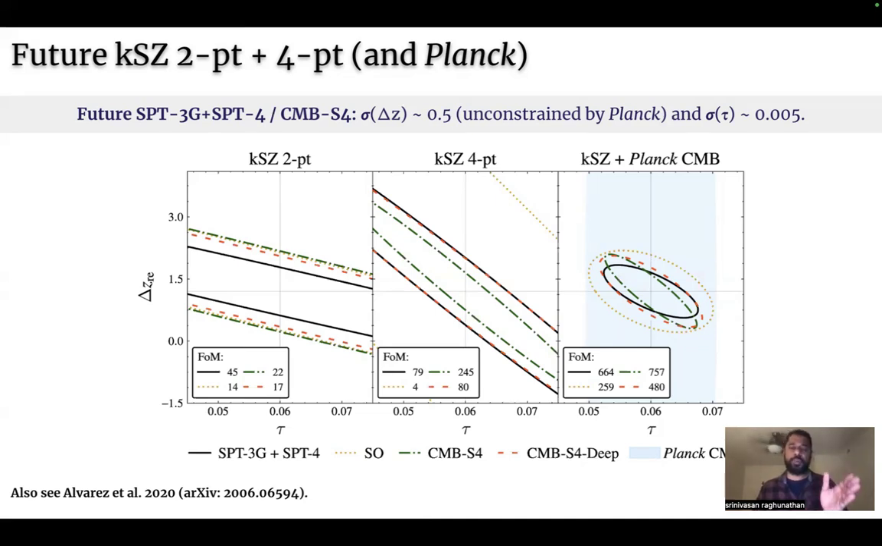And as you can see, the left panel and the right panel have slightly different degeneracy directions. So when we combine them, and then when we also put Planck in there, we actually get pretty good constraints from the future CMB surveys.